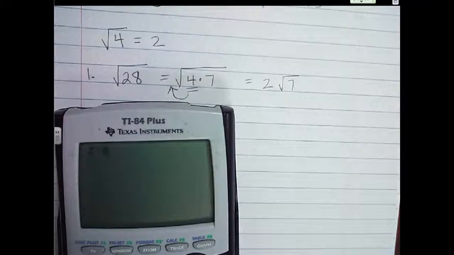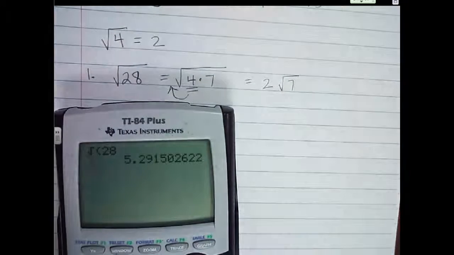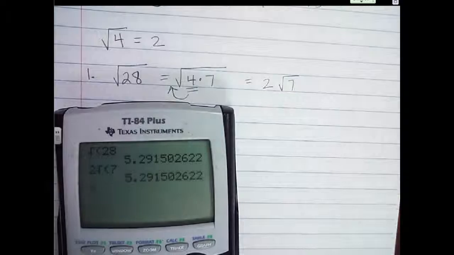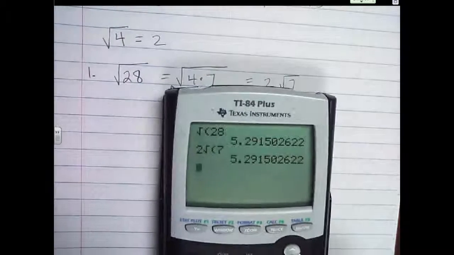Put in square root of 28. Mine will look a little different than yours. You get some ugly, weird decimal. And then put in your answer, 2 square root of 7. If you get the same ugly, weird decimal, then you know that it's right. So use that to your advantage and check your answers.